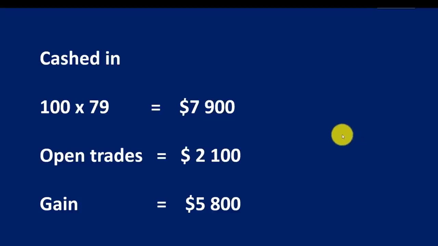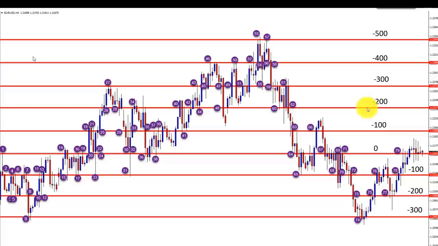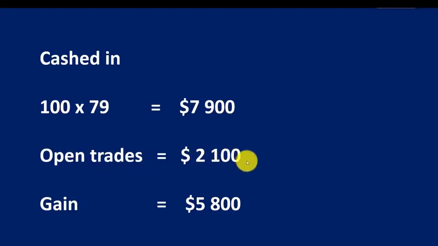So let's have a look at the results. Here on our cashed in side, we've got 100 times 79. I'm just using dollars here, but it should actually be pips, 7,900. We've got open trades, and we've done that calculation. I'll just go back for you. So we've got 500, 900, 1,200, 1,400, 1,500, 1,600, 1,800, and then 2,100. So we've got open trades that have a balance of 2,100. It means we've made a gain of 5,800 pips.